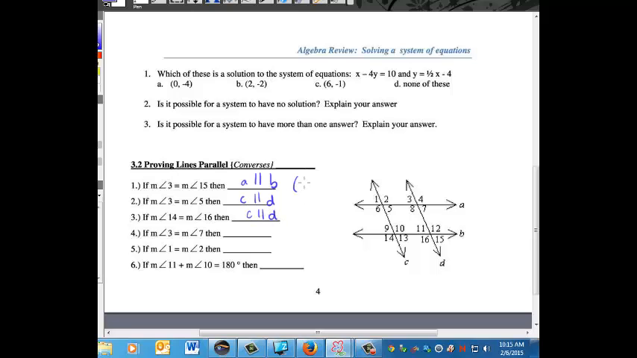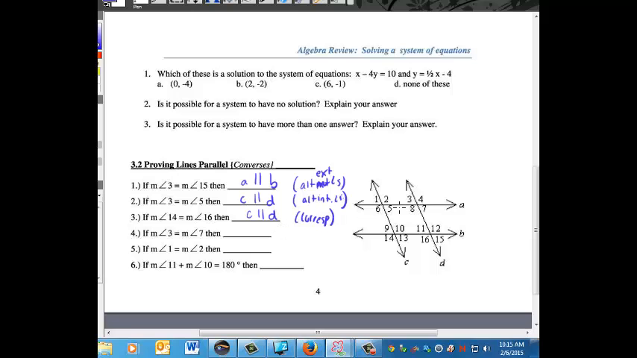Let's go ahead and label what these angles were. So these were alternate interior angles, 3 and 5. These were alternate exterior angles. There we go. And then these were alternate interior angles. And then angle 14 and 16, these are corresponding angles. It just helps for us to know for future reference.